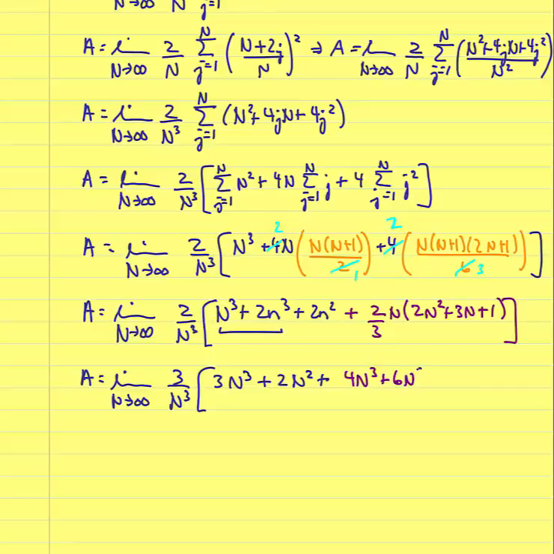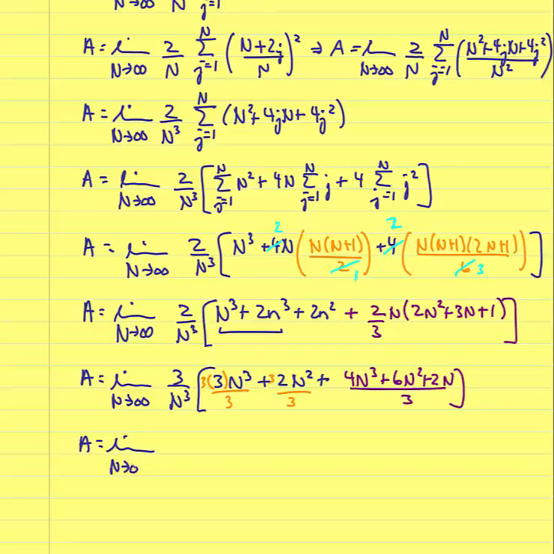Plus 6n squared plus 2n, and this is all over 3. Now, because I have this denominator of a 3, I'm going to come back in and multiply top and bottom by 3, top and bottom by 3 here. And I've almost got this to a spot where I can take a limit.